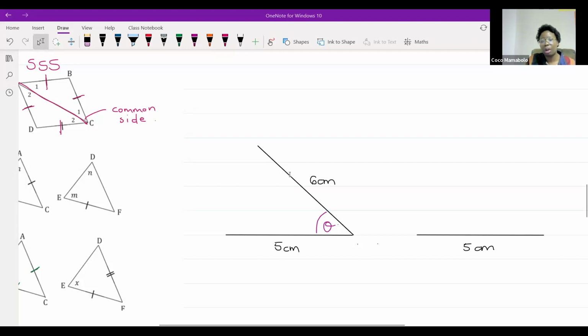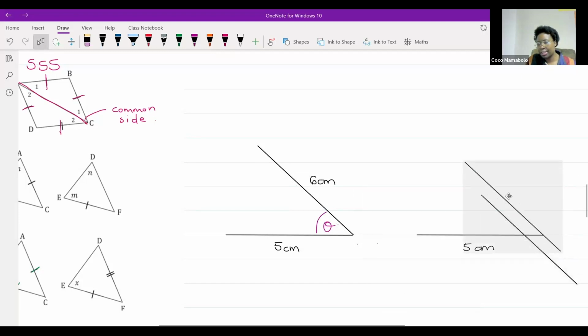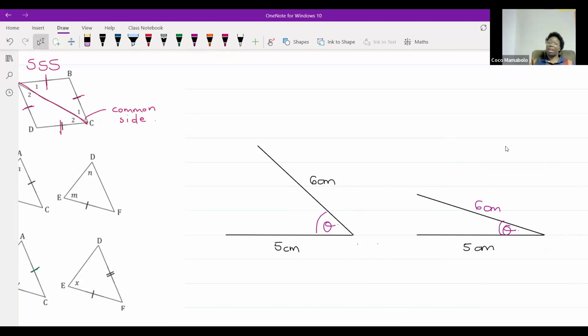Now, I'm going to copy this exact same line, and I'm going to paste it over here. It's still a 6 centimeter line, because it's exactly the same line as that one. But I'm going to then do this. It's still 6 centimeters. Are my 2 angles the same? Can I name this angle theta? Nope, I can't do that. Not at all.